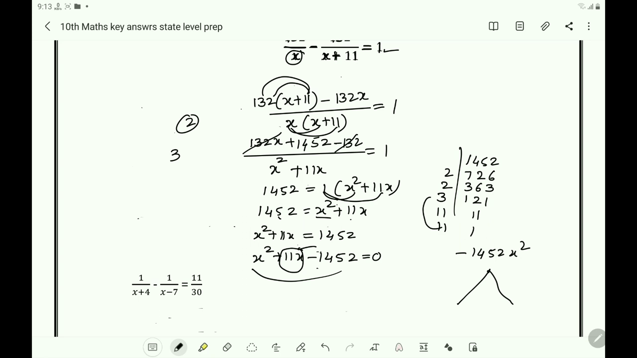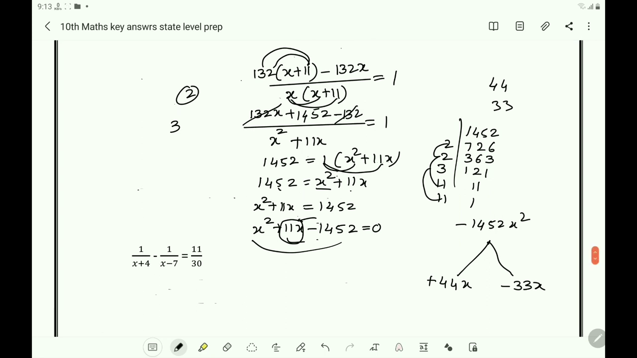Sum is 11x. So here how will you get? 11 3s are 33, or 11 4s are 44. So you can get 44 into 33. So you write 44x, because the product is negative but the sum is positive, so you take different signs: plus 44x minus 33x. Now you take x square plus 44x minus 33x minus 1452 equals 0. Now you take x into x plus 44 minus 33 into x plus 44 equals 0.